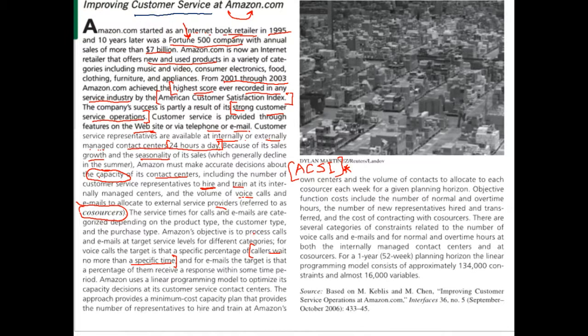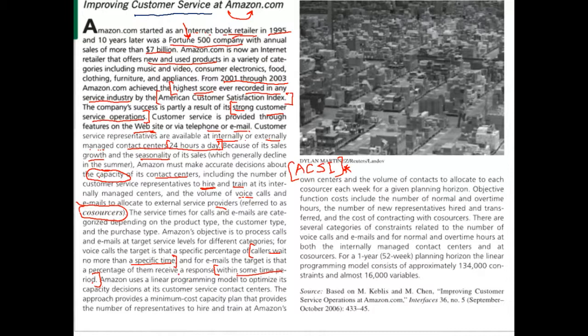So it may be half a minute or 1 minute, so that the customers don't have to wait. So that's one constraint. Then for emails, the target is that a percentage of them receive a response within some time period. So every good company, when you write to them, you first get an automated message that we have received your email, and we assure you that we are going to respond within 24 hours or 48 hours, 2 days or 1 day. So that's another constraint for email.